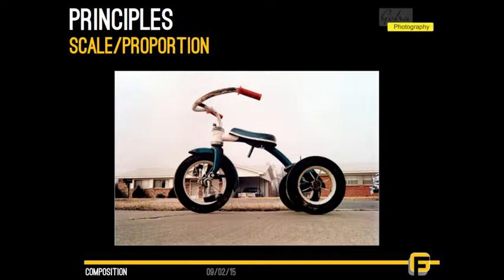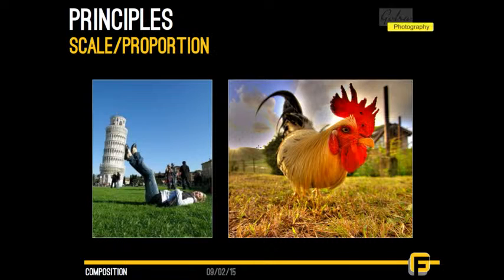Now, this is a small bicycle for kids. But the way the person took this photograph, it looks like it is huge. It's creating an illusion that this is huge, maybe a giant sculpture of a bicycle. So that's how you can make scale and proportion.